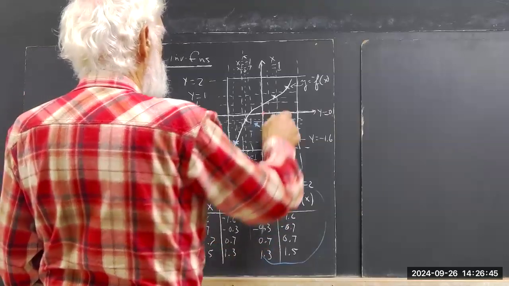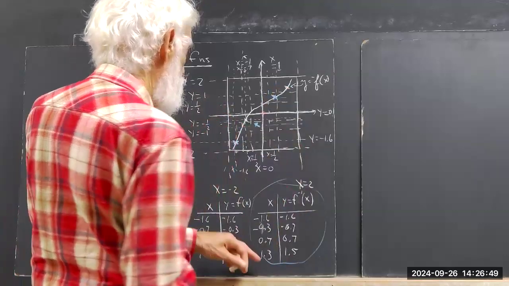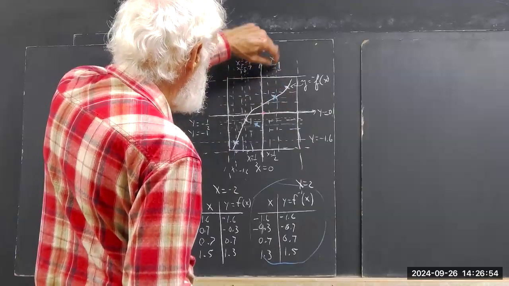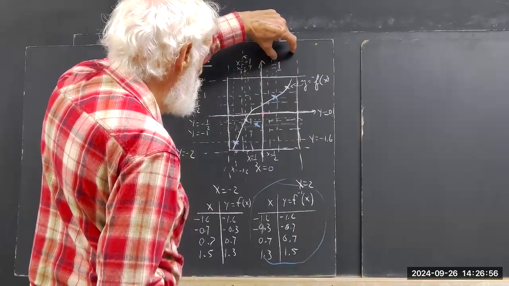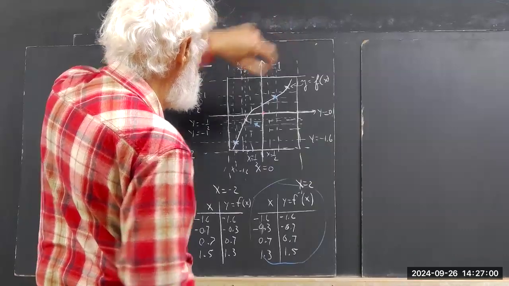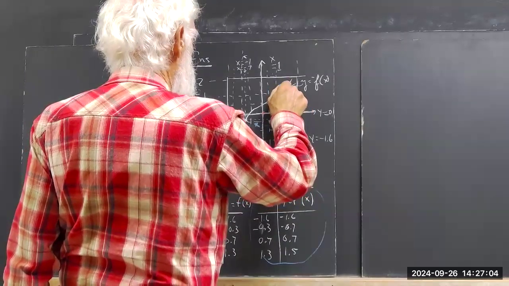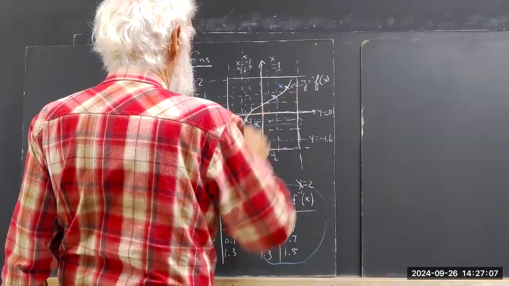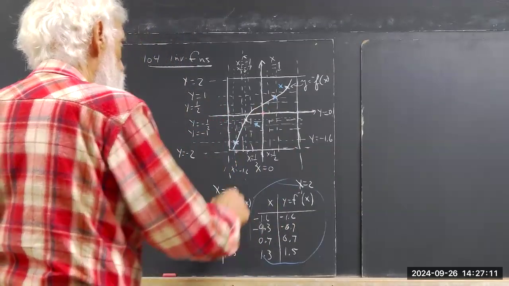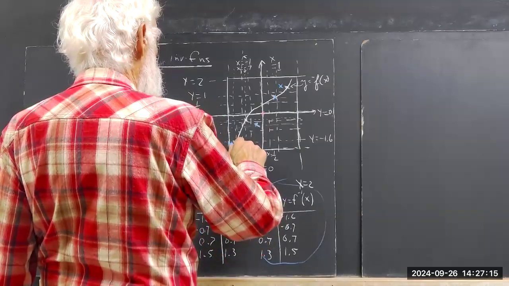Then 0.7, 0.7. Well, looks like we're back on our original curve. But then 1.3, 1.5: 1.3 is a little bit to the left of the midpoint, the line halfway between these two, and 1.5 is halfway between these two. So that's going to give me a point about here. Something like that. And now we can draw a smooth curve for the inverse function.